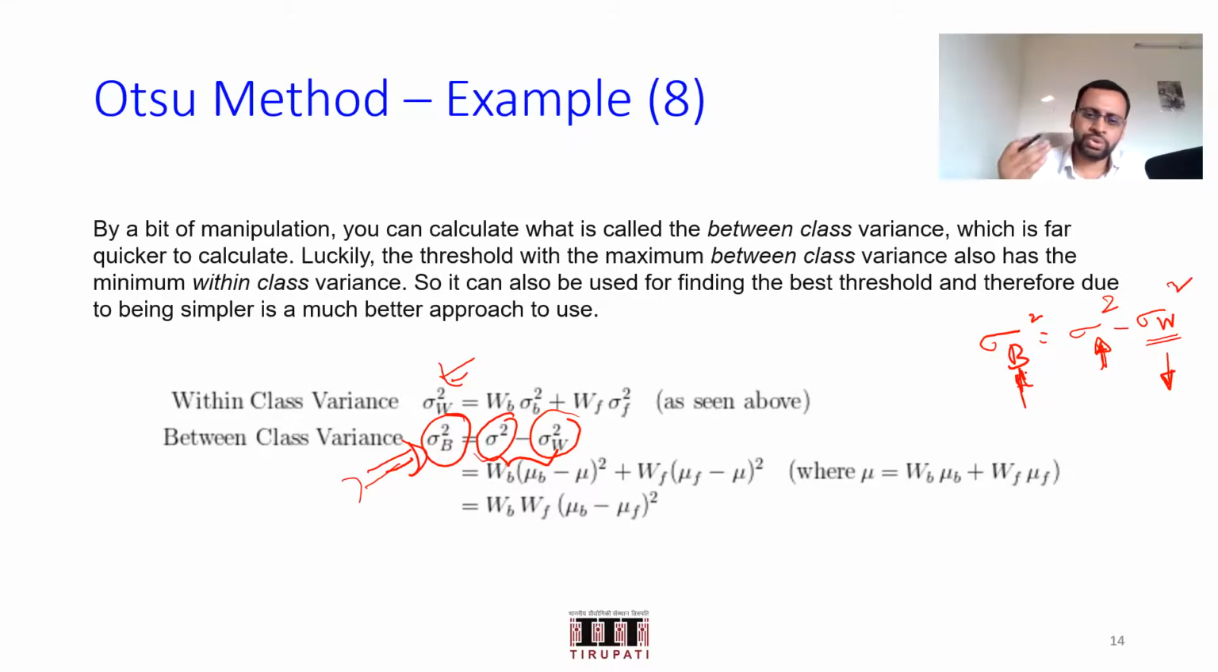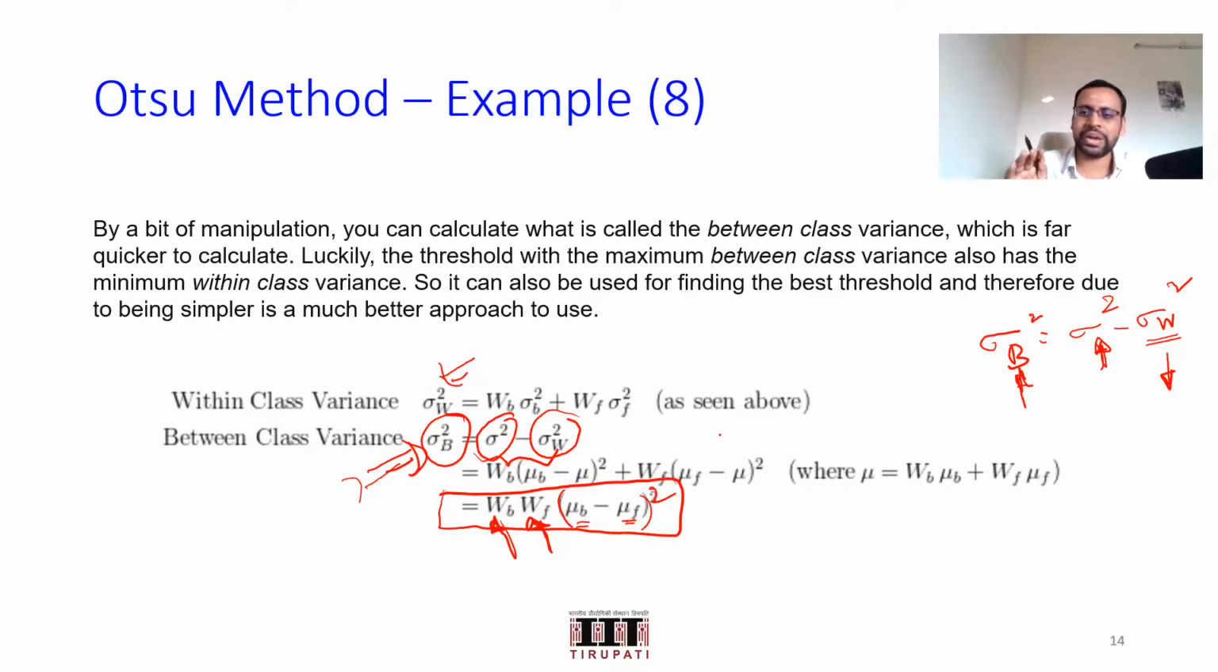Now, yes sir. Use this, simply substitute there, and what you would end up with after making this substitution, you could try as an exercise if you are interested. What you will end up with is this: between class variance is equal to the proportion of pixels in the background, W_B, multiplied with W_F, the proportion of pixels in the foreground, multiplied by the mean value of background minus the mean value of the foreground, the difference squared.